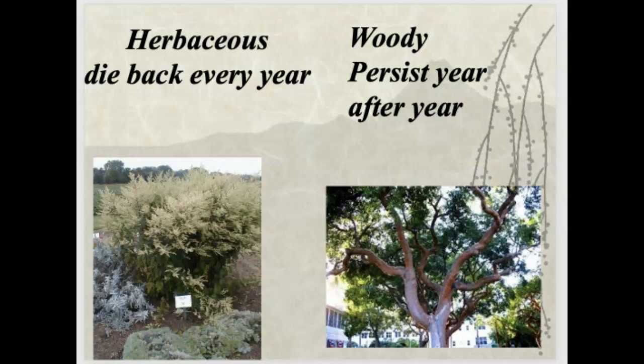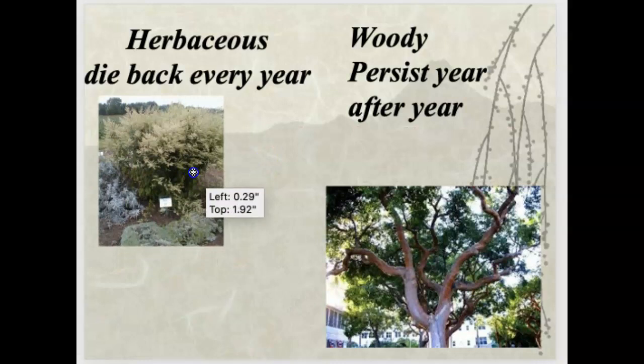All right, so these two terms, herbaceous and woody, are not scientific levels of classification. It's not a kingdom, it's not a phylum, it's not any of that. It's just a category. It's just a way we group plants together to say, oh, you're herbaceous, you're woody. How do you fit into this category?